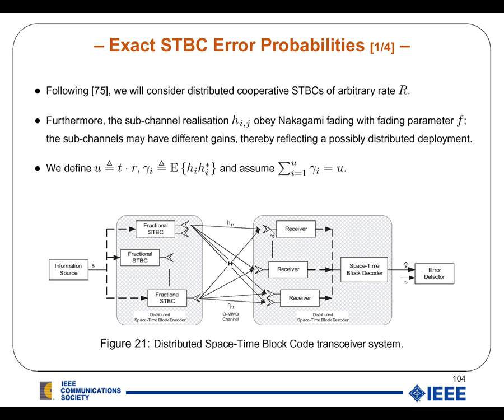Now we assume that each subchannel realization H_ij obeys Nakagami fading with an arbitrary parameter F. That means we may have different gains per subchannel, which reflects exactly the distributed deployment. We also define a variable U, which is the product between the transmit and receive antennas, which reflects the exact number of these subchannels H. We also define gamma_i to be the channel gain per subchannel, and we assume a normalization such that if we add up all these channel gains they are equal to U, meaning the number of transmit multiplied by receive antennas.